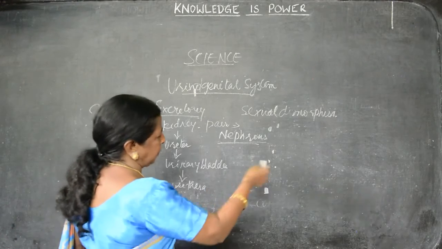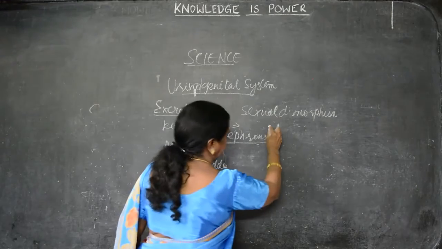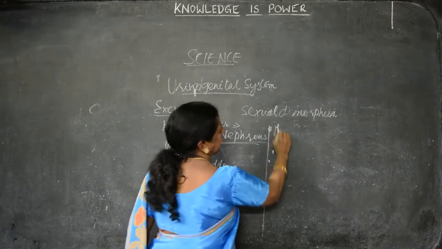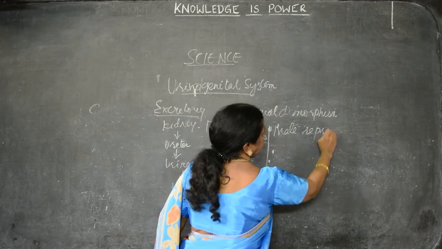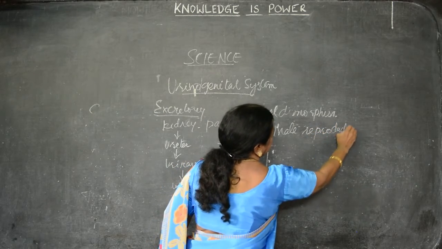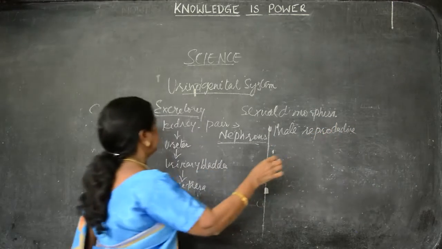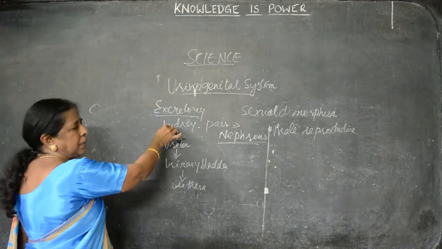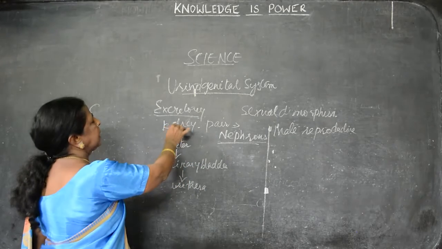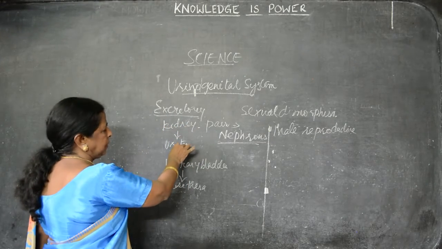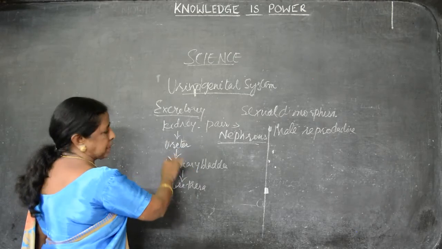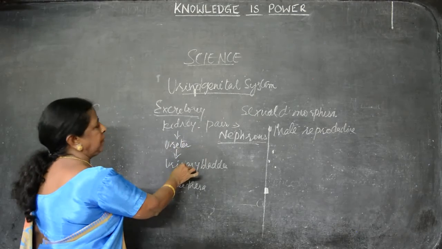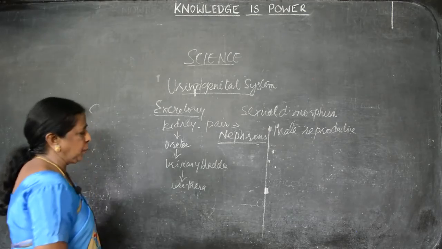Now we have to say reproductive system, that is male and female. Male reproductive system first. Is it clear? Excretory system, nothing else, a pair of kidneys. Here we can see thousands of nephrons. The kidney leads into the ureter. From the ureter, it goes to the urinary bladder. In the urinary bladder, the waste materials are stored. When it is filled up, it comes out through the urethra.